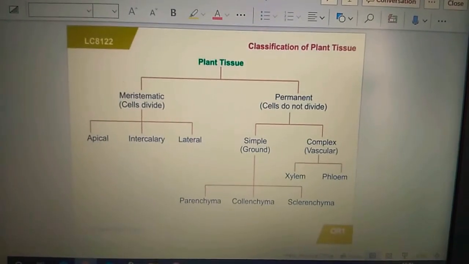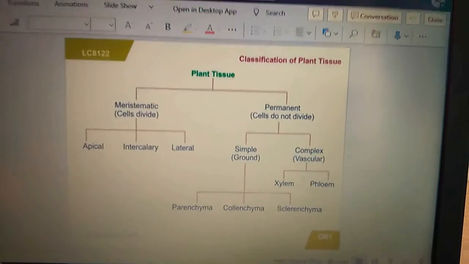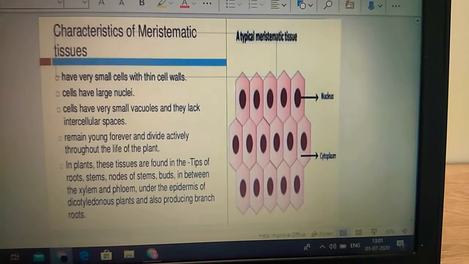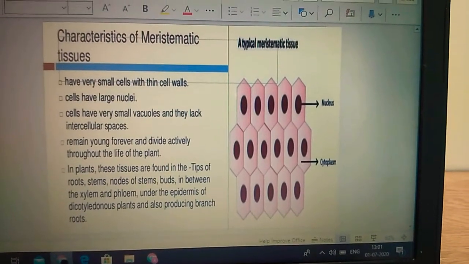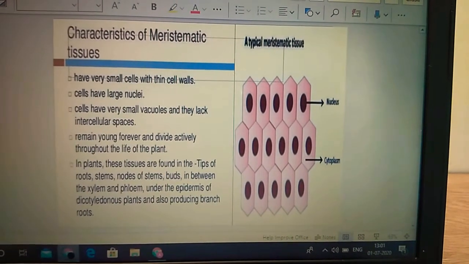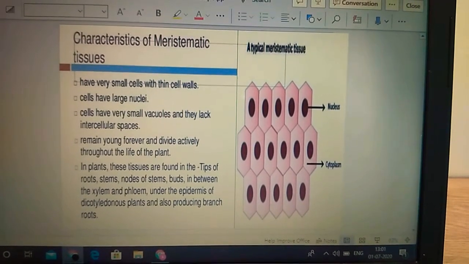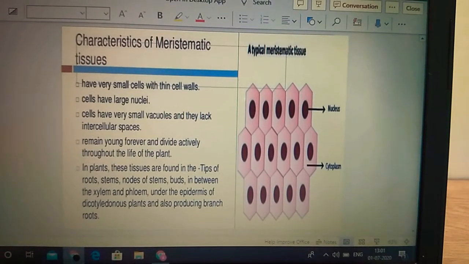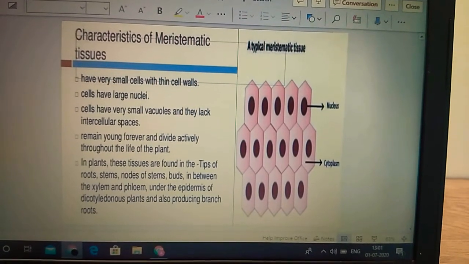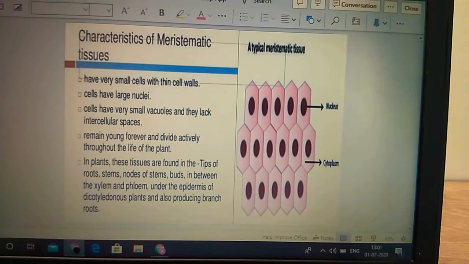Now, as we saw in plant tissue, we have first two parts, meristematic and permanent tissue. Here we are studying the characteristics of meristematic tissues. Meristematic tissues have very small cells with thin cell walls. Cells have large nuclei. Cells have very small vacuoles and they lack intercellular spaces, remain young forever and divide actively throughout the life of a plant.